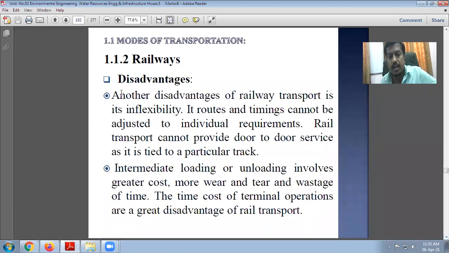Another disadvantage of the railways is nothing but its inflexibility. Its routes and timings cannot be adjusted to the individual's requirement. अगदी बरोबर आहे. पुन्हा एकाच्या सांगण्यावरनं एसटी आपली 10 मिनिटं थांबू शकते. ठीक आहे, कुठेतरी जायचं आहे, हात दाखवला लगेच एसटी थांबते. तसं रेल्वेमध्ये होऊ शकतं का? नाही. टायमिंग्सचं बंधन आहे. ठीक आहे, कोणा एका व्यक्तीसाठी ती थांबवू शकत नाही.